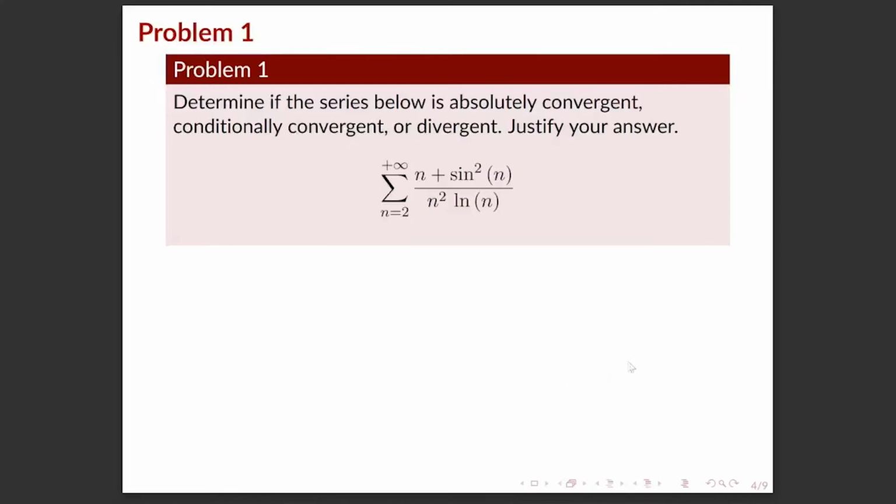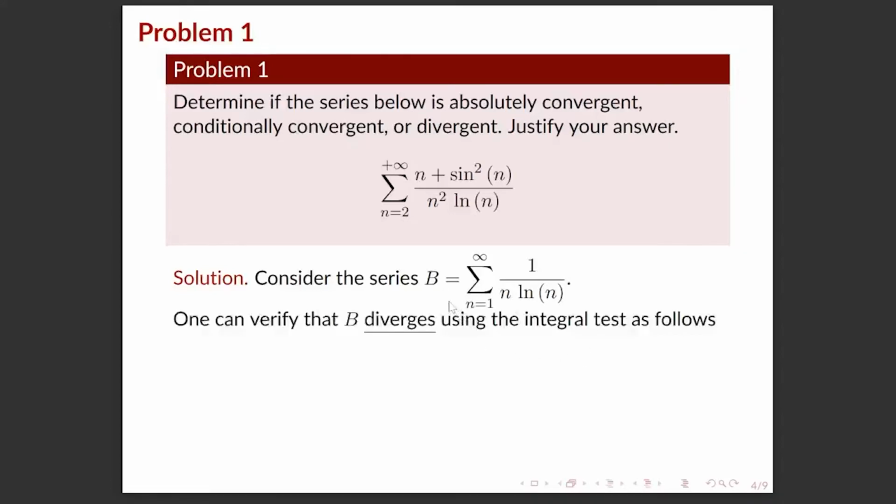So right away, we can tell that we can't apply the alternating series test because there's no factor of (-1)^n here. So we can try using the limit comparison test to solve this problem. We start the limit comparison test by choosing a series b sub n. For this problem, we choose b sub n equal to 1 over n ln n. Before we proceed with the limit comparison test, we first have to check if this series that we chose is divergent or convergent, so we can have a comparison. One can verify that our series b diverges using the integral test as follows.